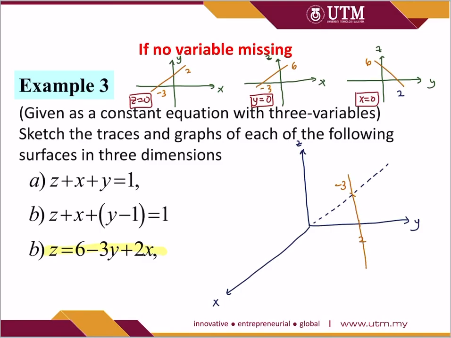Then we look at the side wall, for Y equal to 0, where we have the Z and X plane. X is still negative 3, and Z is 6. The last one is when X equal to 0, which is the front wall. We have the Y and Z plane, so Y is 2 and Z is 6. So here.